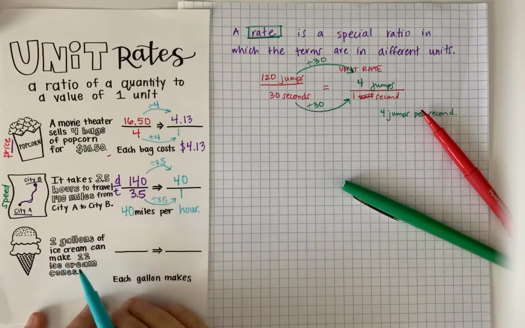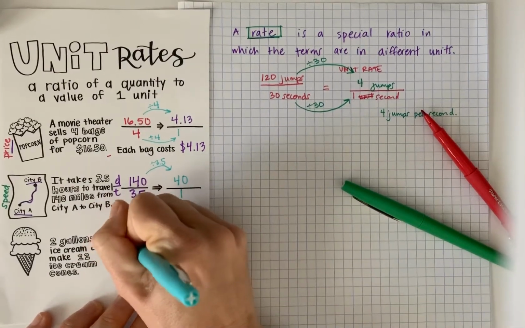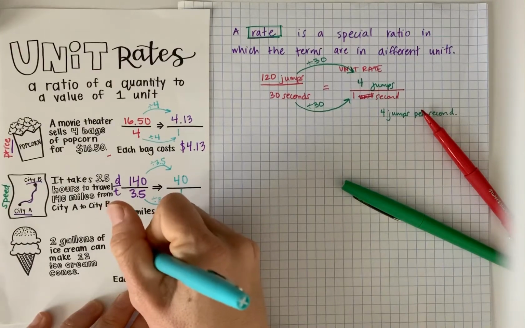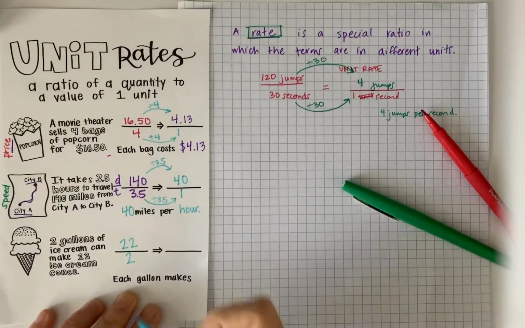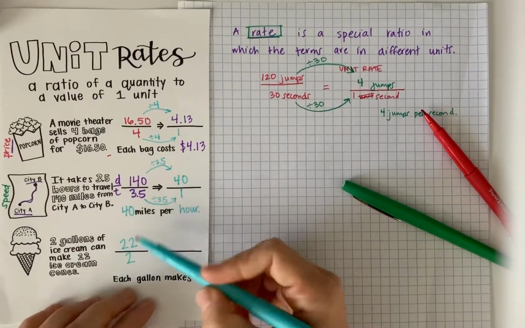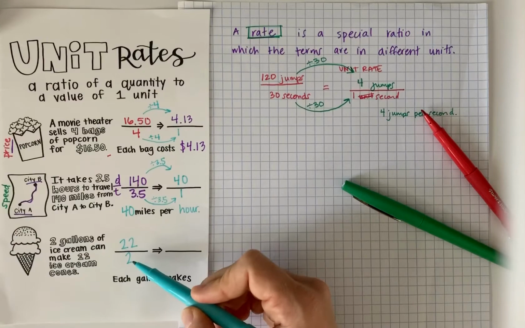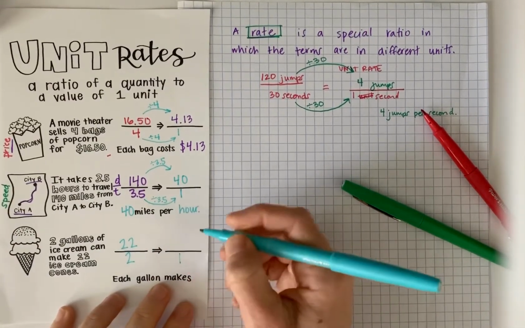All right, then we have another last example. So 2 gallons of ice cream can make 22 ice cream cones. So I can say 22 gallons, or excuse me, 22 ice cream cones over the number of gallons. Okay, so just be careful. Don't make the mistake I just did. Be careful about what you put where in your ratio. It makes the most sense to put the volume in this example on the bottom, because we want to find how much is going to be made per 1 gallon.